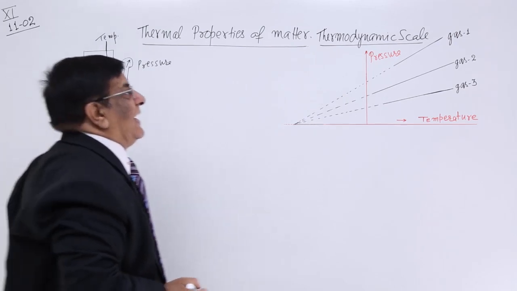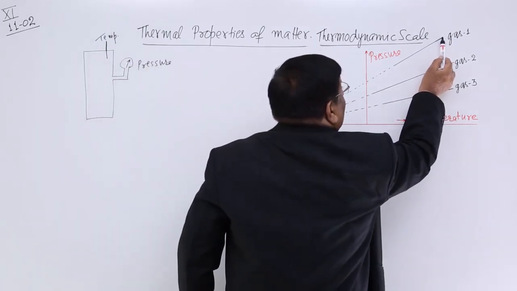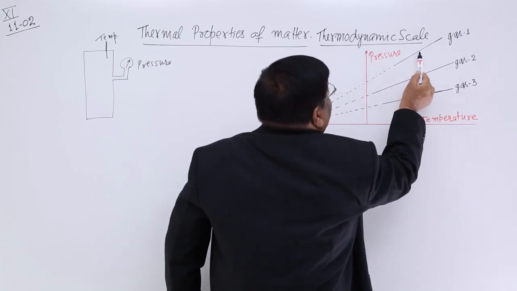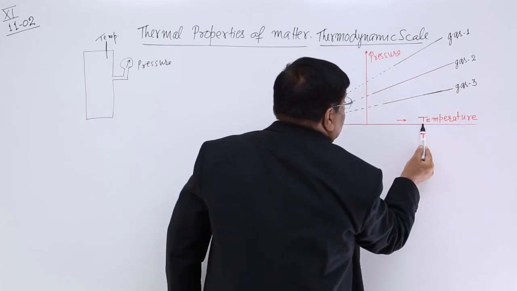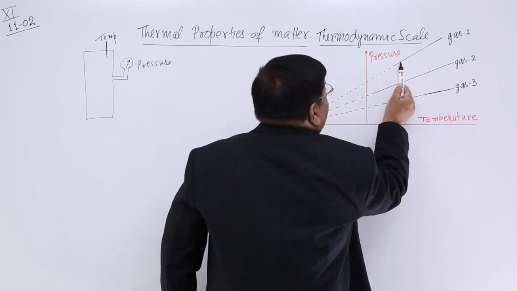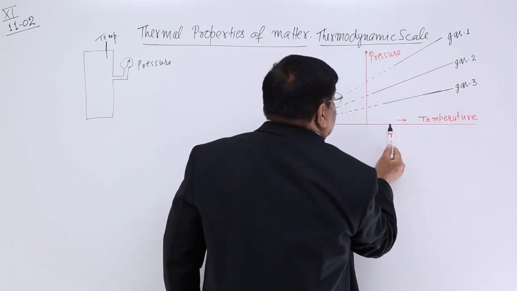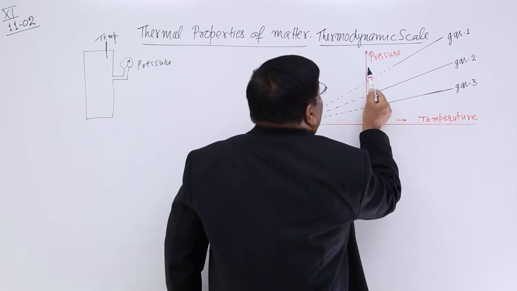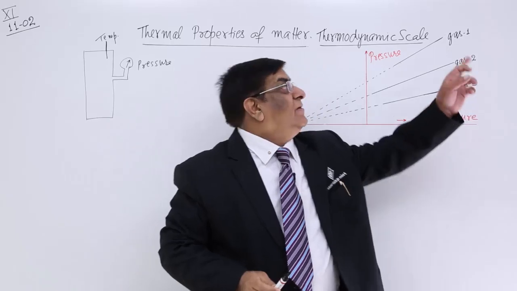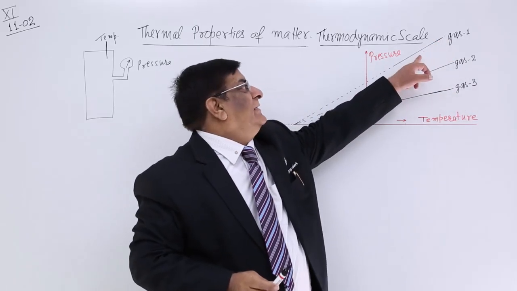We have taken a gas at this temperature, this is the pressure. At this temperature, decrease the temperature, the pressure has decreased. Decrease the temperature, pressure has decreased. Now, in this way, we draw the graph like this.